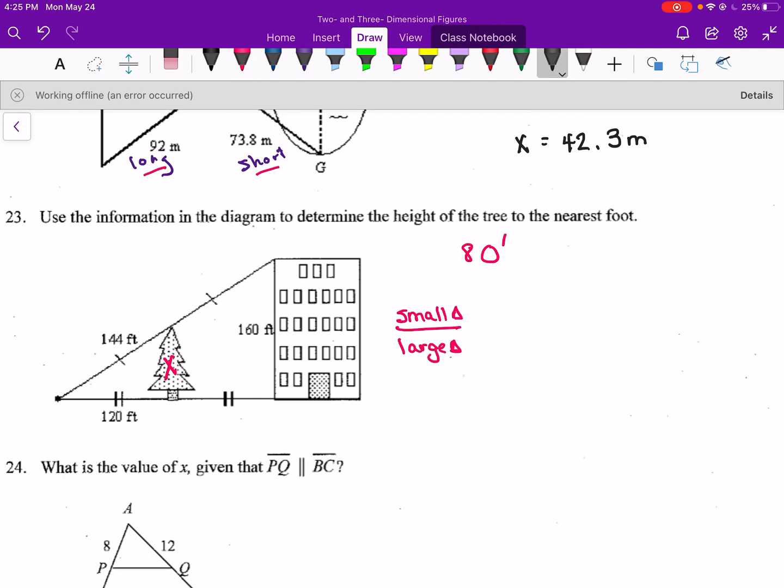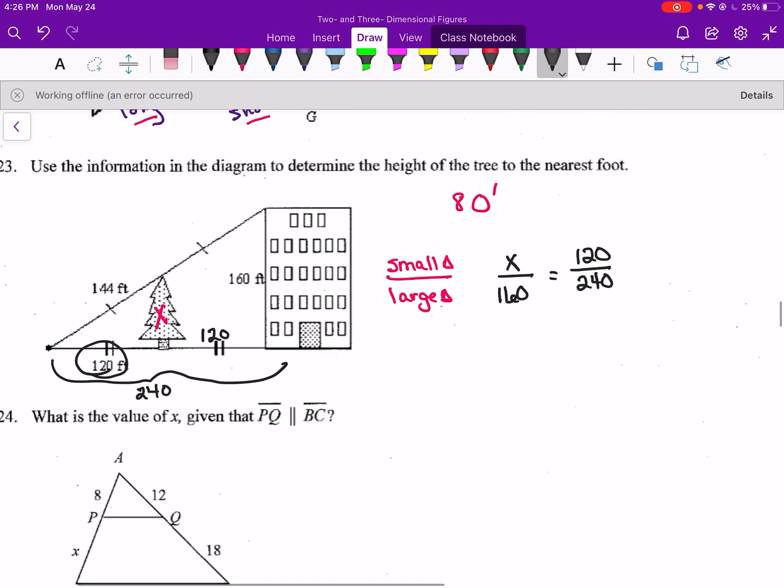All right, X is the height of the tree, and it corresponds to the 160. You could use either the 120 or the 144. Doesn't matter. On the small triangle, I'm going to use the 120. And then I need the corresponding side on the large triangle. If one double hash mark is 120, the other one is also, which means the whole side is 240.